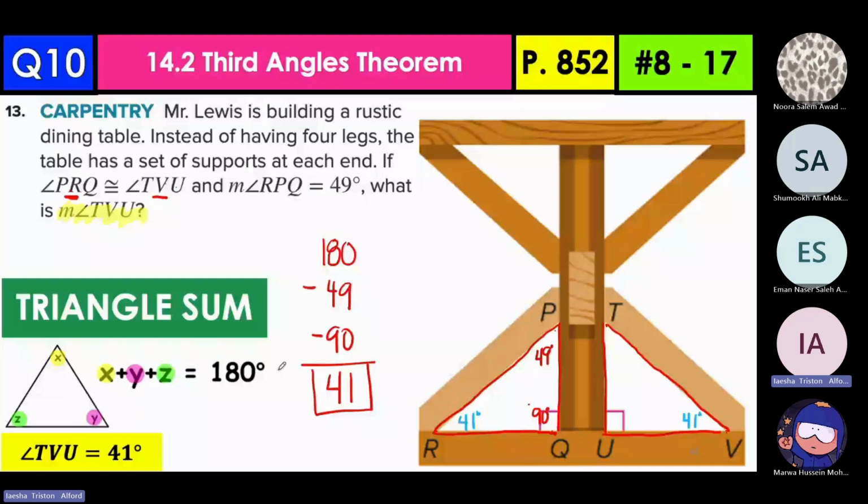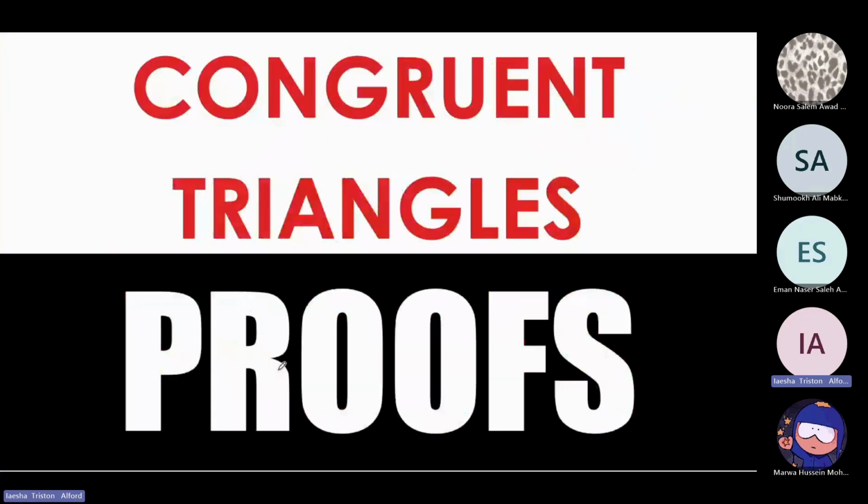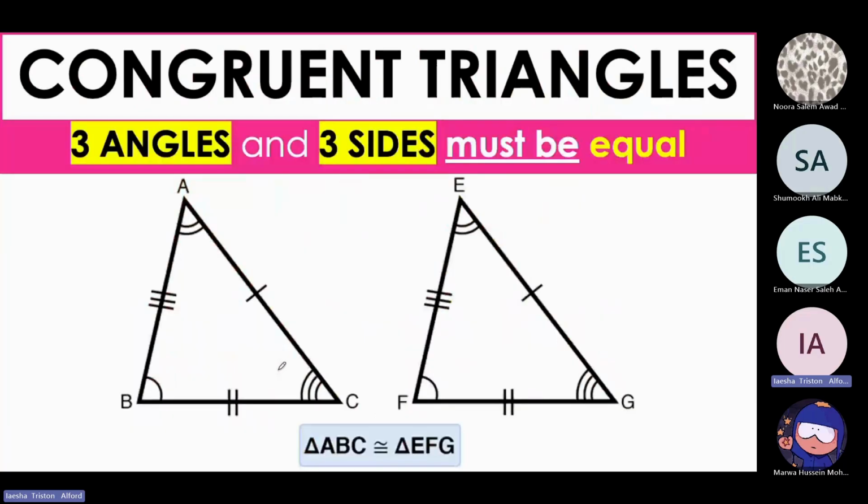All right. Another way they can ask this question is using a proof. Today, we're going to talk a lot about proofs with congruent triangles. So for the proof, remember, if we want to say a triangle is congruent, it has to have 3 angles and 3 sides that are equal. That's the way that we know that triangles are congruent. 3 angles, 3 sides should be equal.